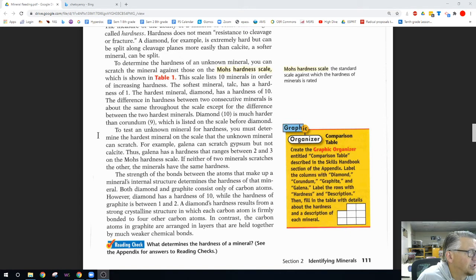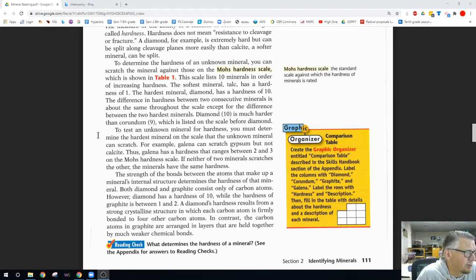For example, galena can scratch gypsum, but not calcite. Thus, galena has a hardness range between 2 and 3 on the Mohs hardness scale. If neither of the two minerals scratches the other, the minerals have the same hardness.